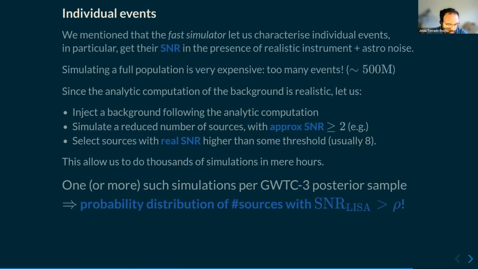So how did we get a prediction for individual events? We have this nice fast simulator that I talked about that would give us the background and individual events, but we also said that full simulations of the full population that have hundreds of millions of events are not possible. So since we contrast the analytical computation, what we did was for each point in LIGO's posterior, or for a subset of them, if we wanted, but we did the full thing.